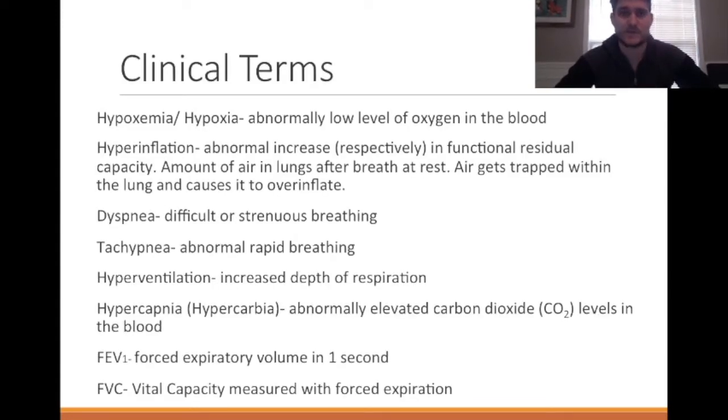Some key terms. If you just want to stop the video and read these over, that will be good, so that as I am going through, you know the terms I am talking about. But just to overview, COPD is a pulmonary disease, and this gives people a difficult time breathing. So a lot of times there is abnormal, difficult or strenuous breathing. We'll be talking about a lot of that today. That's called dyspnea, which is the difficult breathing, and tachypnea, which is abnormal or rapid breathing.